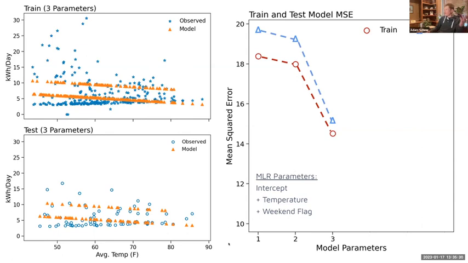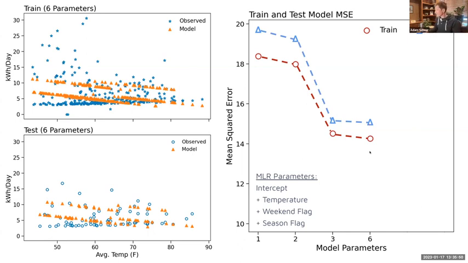Okay, so now let's also add seasons. So now I've added weekend, weekday, and seasons. So summer, shoulder, winter. So now the model has effectively 6 parameters. And I can see I still get some improvement in both the training data set and in the testing data set. All right, but why stop at seasons?